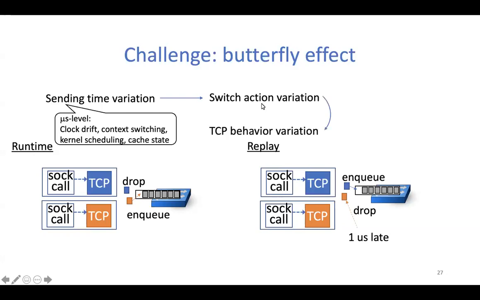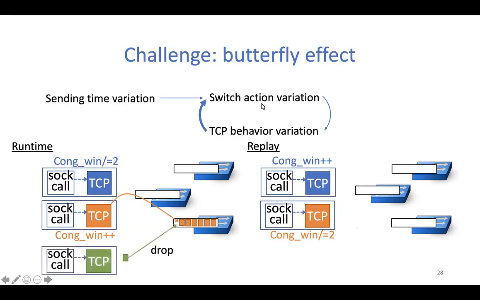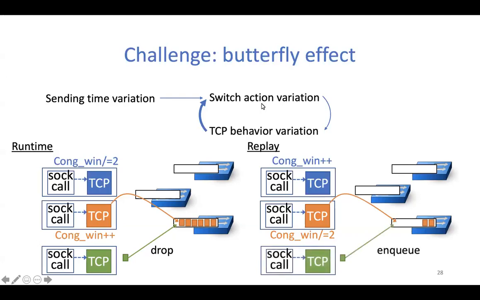This switch action variation will cause TCP behavior variation because the TCP congestion window is changed according to the packet drops. So in these two cases, the congestion window will become different and start to diverge. After that, the TCP behavior variation will easily propagate to other flows, causing more switch action variations. For example, at runtime, the orange flow increased its window, so it sends more packets. A green flow that shares a queue with it will drop a packet. But in the replay, the orange flow sends fewer packets, so the green flow will get no drop. So this easily propagates to the blue flow.